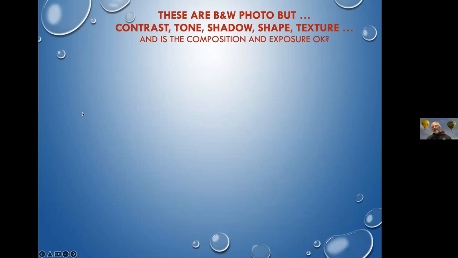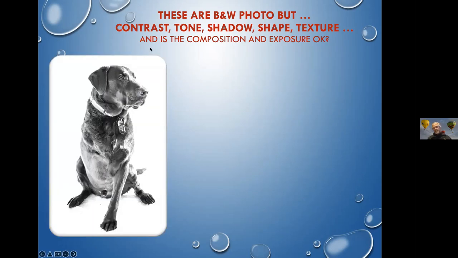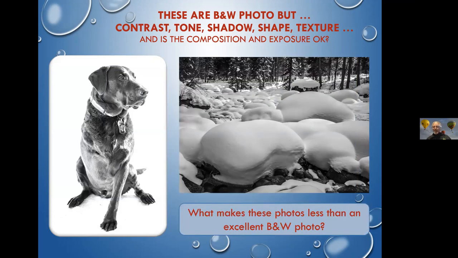So, for example, these are black and white photos, but I don't think they have much of this. Some of you will know who this is. It's a black and white of my dog. And this is a black and white. What makes these photos less than an excellent black and white photo? What are they missing?